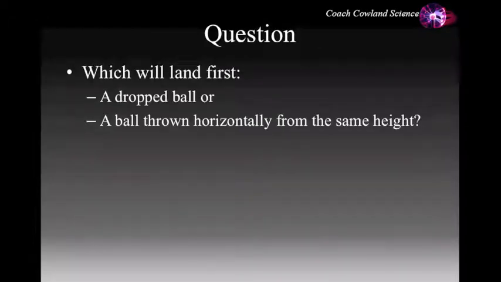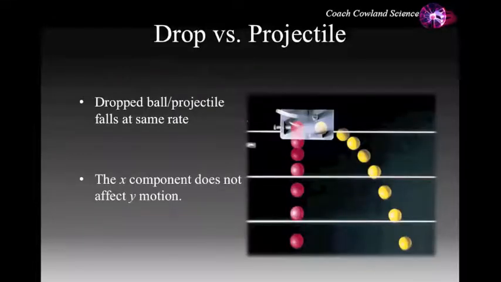Here's a question for you. Which would land first, a dropped ball or a ball thrown horizontally from the same height? Pause the video, think of your answer, and then hit play when you're ready. Because the only acceleration is gravity, and gravity affects both balls equally, both will land at the same time. The horizontal motion of the ball has no effect on the rate at which the ball falls.